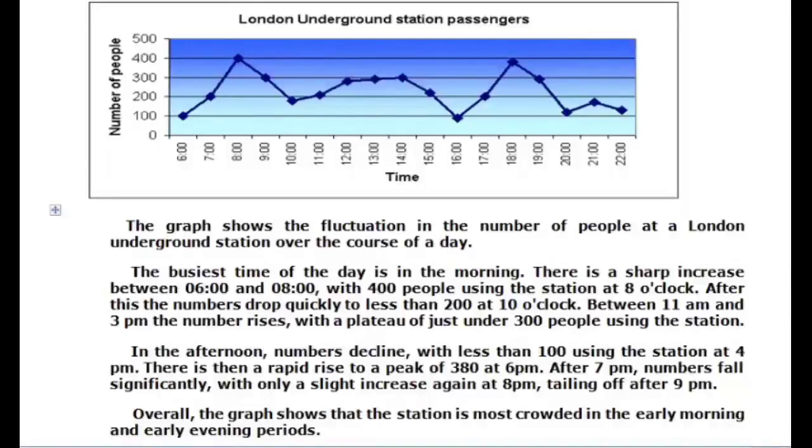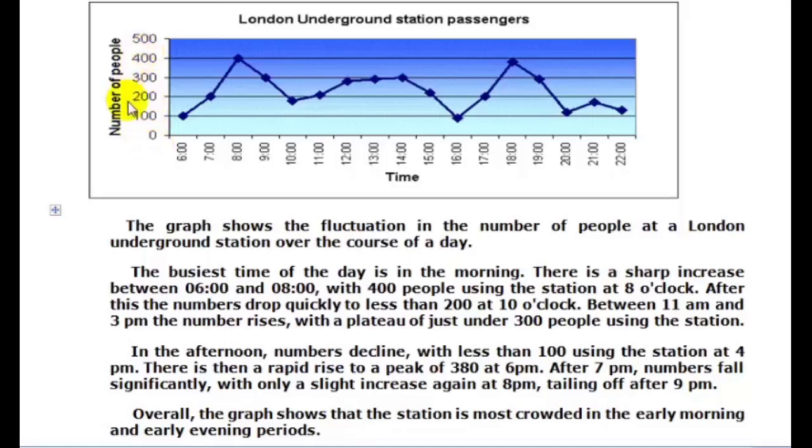So dear students, first of all you need to see the question. The question is London Underground Station passenger, and in this graph you are given certain information that will help you to analyze it. That is the time and the number of people. So this is which we are going to mention. The time starts from 6, 7, 8 and goes to 22, and the number of people who are using London Underground Station starts from 0 to 500.